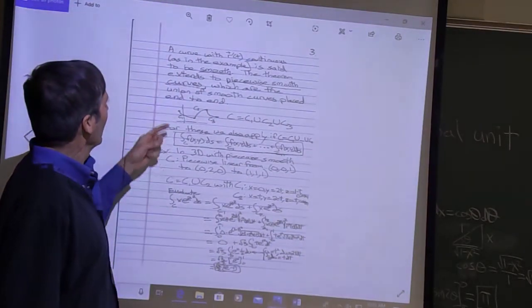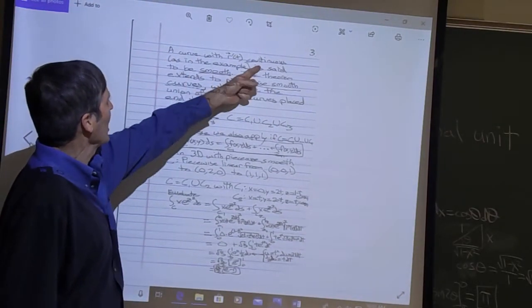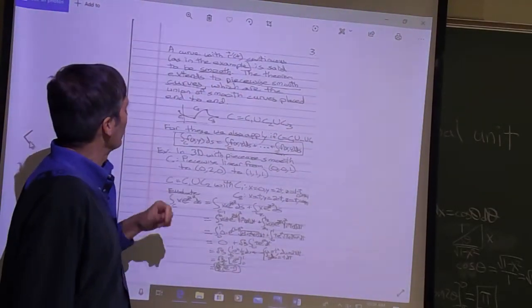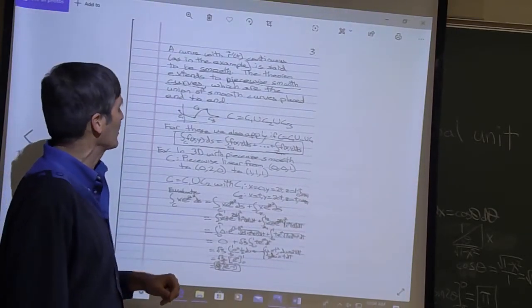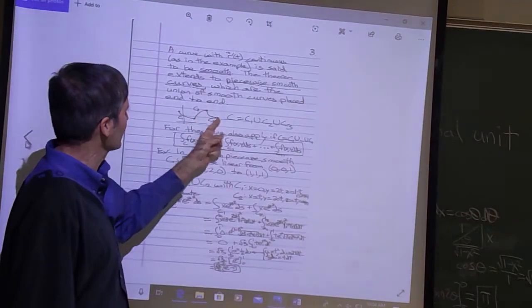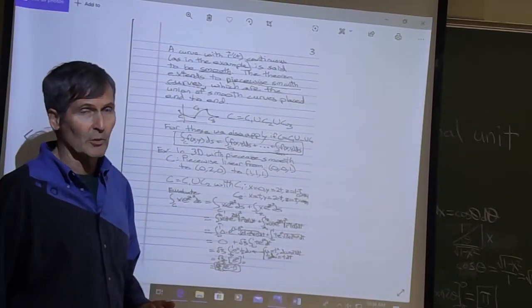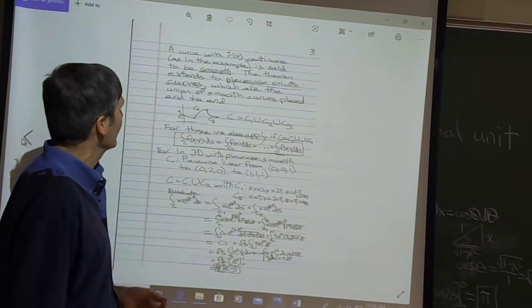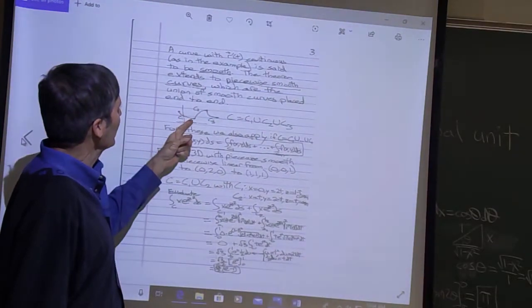Alright, well, a curve with r prime continuous, as in the last example, is said to be smooth, so we call it a smooth curve. It doesn't have any of these corners in it like this. What if we have corners in it? Well, you can do a little better. You can apply this theorem actually along curves that are only piecewise smooth.